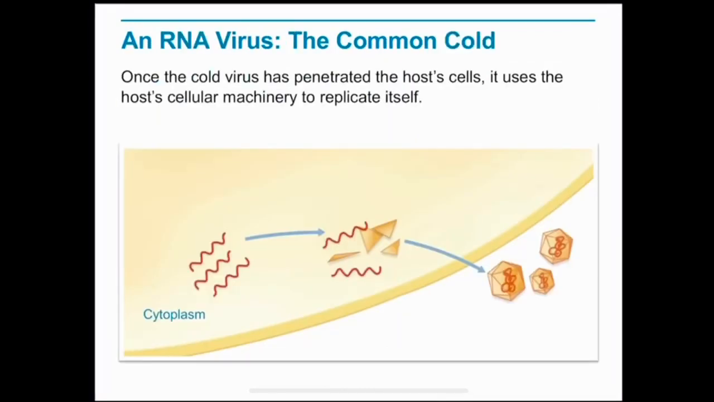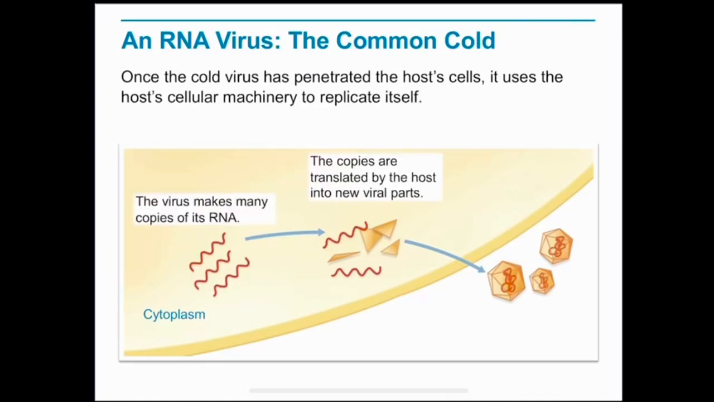We will take a closer look at two RNA viruses. It is important to know about RNA viruses because about 70% of viruses contain RNA rather than DNA. Our first example is the common cold. What happens when you get a cold? The capsid will settle on a protein and make plenty of copies of the viral RNA. The copies are translated in the host cell into new viral parts. Those parts will assemble into new viruses and burst from the cell.